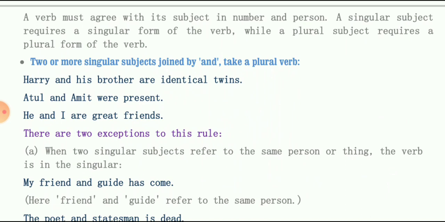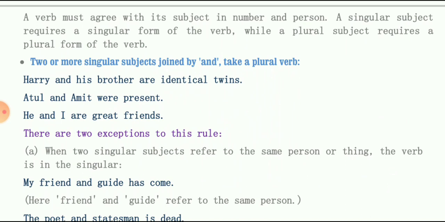As Harry and his brother. There are two subjects, Harry and his brother. That's why we will use are. Atul and Amit. There are two persons. So we have used were. He and I. There are two pronouns. So we will use are.